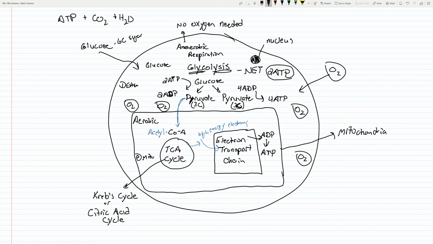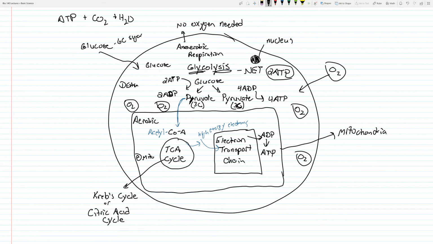So anaerobic respiration takes glucose through glycolysis and turns it into pyruvate. If we have oxygen present inside of the cell, and also if a mitochondria is present in the cell, and if you don't have a mitochondria this isn't going to happen, that pyruvate will be shunted off into the mitochondria. That pyruvate will combine with coenzyme A to make acetyl coenzyme A.